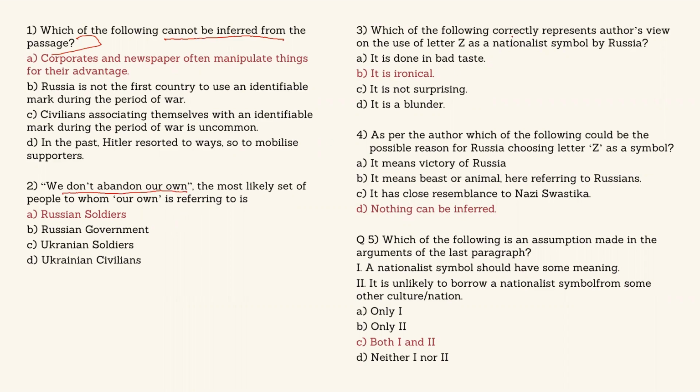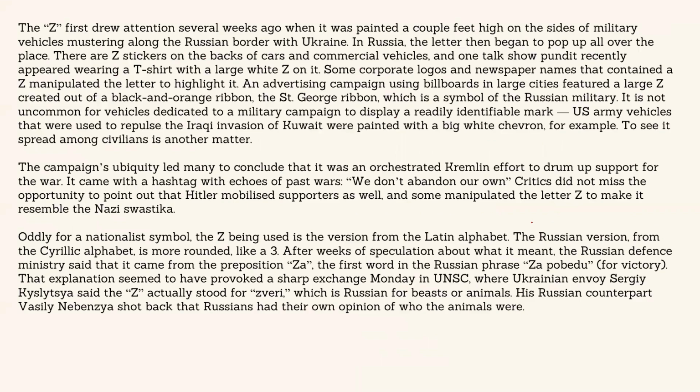The third is which of the following correctly represents the author's view on the use of letter Z as a nationalist symbol. Fourth, as per the author, which of the following could be the possible reason for Russia choosing letter Z as a symbol? And fifth, which of the following is an assumption? So it's based on assumption in the arguments of the last paragraph. So that's the 5 questions. This was the passage, and if you want, you can quickly stop the video and read it.